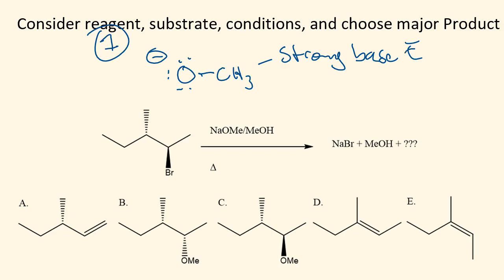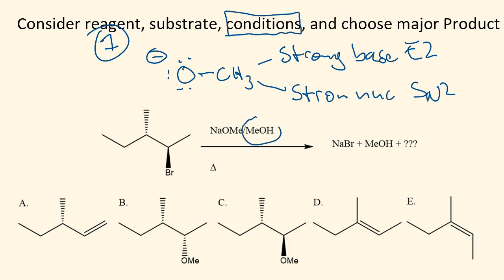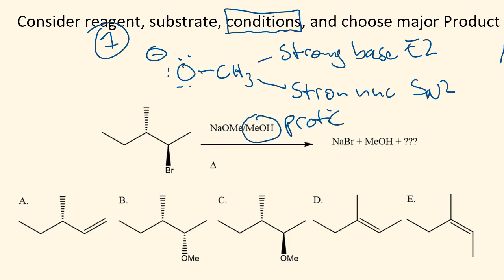Strong base gives you E2 mechanism. Strong nucleophile gives you SN2. So, which of these mechanisms will we favor? Now we have to look at the conditions. Okay, first of all, the solvent, methanol. Protic solvents do not favor SN2.